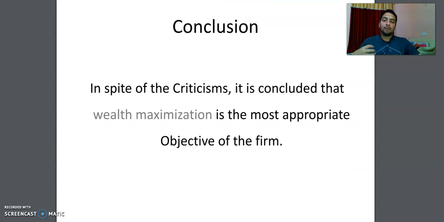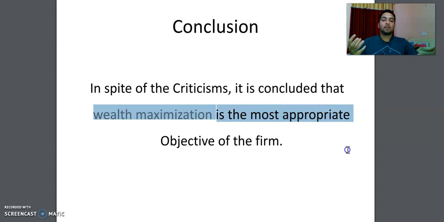So in conclusion, we can say, in spite of all these criticisms, wealth maximization is still considered a more appropriate objective for the firm. So, friends, we have discussed profit maximization, and we have discussed wealth maximization. From this, we came to the conclusion that wealth maximization is more appropriate than profit maximization as the objective of a business firm.